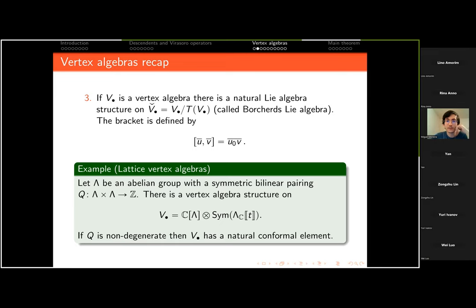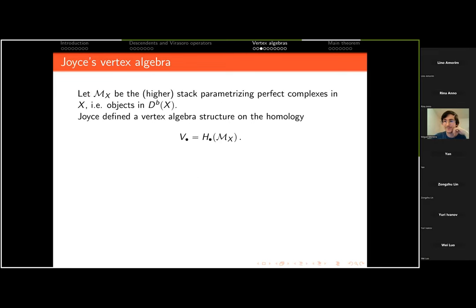Okay, so this is the very basic vertex algebra theory I'll need. What really plays a role is the vertex algebra that Dominic Joyce defined. So let me also give a very brief overview of his construction and of what the point of the construction is.